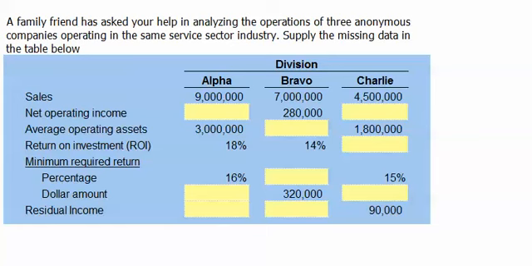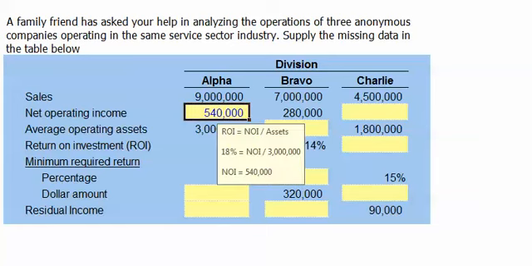We can calculate our net operating income by setting our 18% ROI equal to our net operating income divided by our $3 million in average operating assets. In solving for net operating income, we get $540,000.